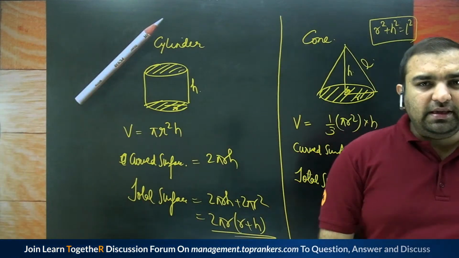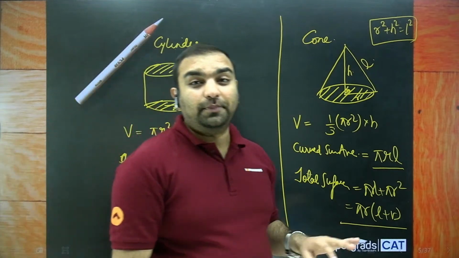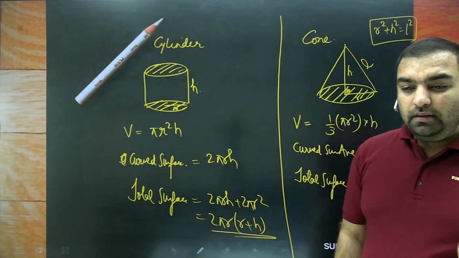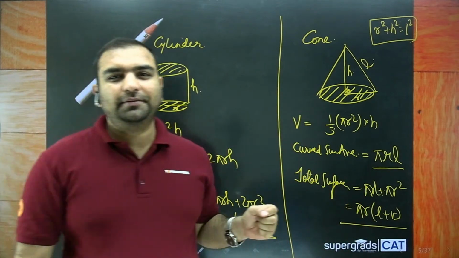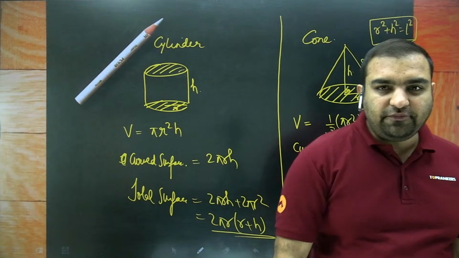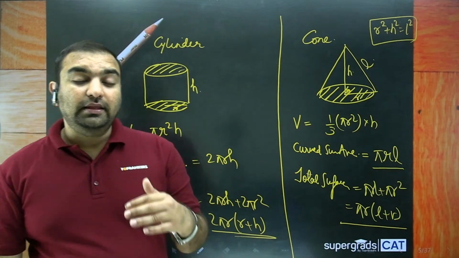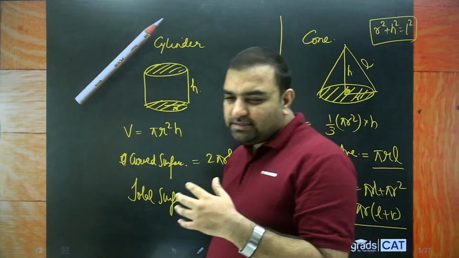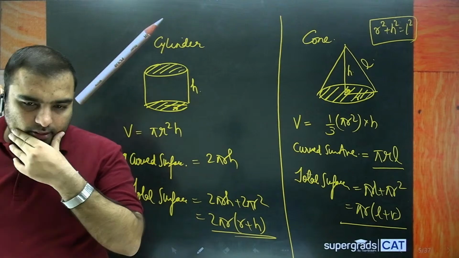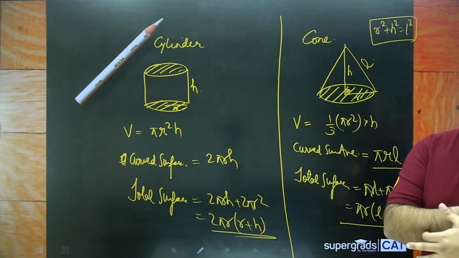सो क्विकली रिवाइज. वॉल्यूम ऑफ सिलेंडर पाई आर स्क्वायर एच, कोन 1/3 पाई आर स्क्वायर एच, कर्व्ड सरफेस एरिया 2 पाई आर एच, एंड हेयर पाई आर एल. Total surface area 2 pi r (r plus h), and there pi r (l plus r). एक सिमिलैरिटी सी फील तो होती है. एक दो बार जैसे ही आप अपनी नोटबुक्स में लिखेंगे, यू विल बिकम कंफर्टेबल विथ इट.